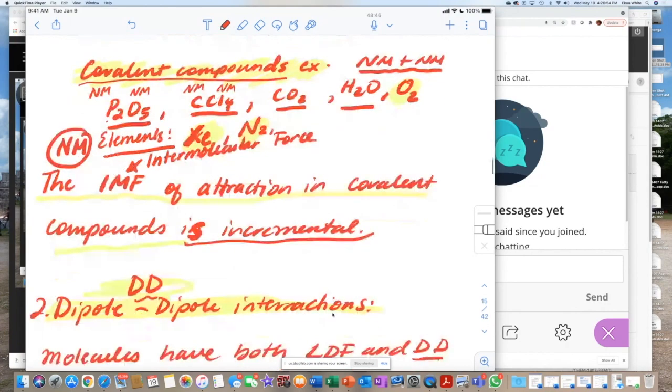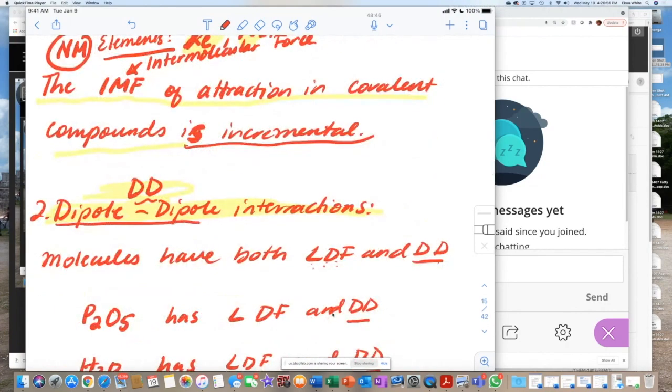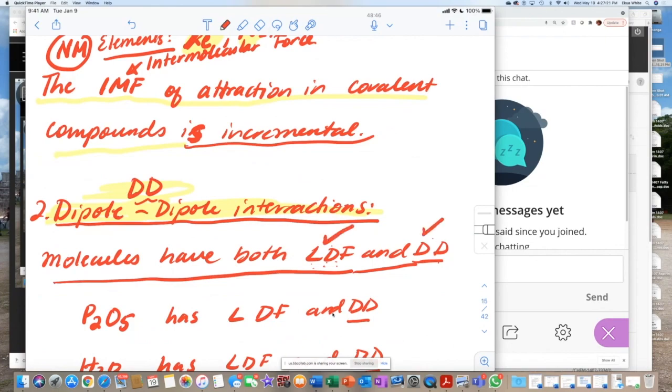Okay? As we're dealing with the dipole-dipole force of interaction, we recognize that molecules that have dipole-dipole have LDF and dipole-dipole, because LDF is a prerequisite intermolecular force before you even have dipole-dipole. So a molecule will not have dipole-dipole and then not have LDF. Okay, they'll have DD and LDF. They have both of them. Okay, if it has this, it also has that.